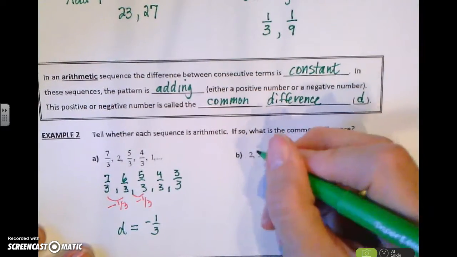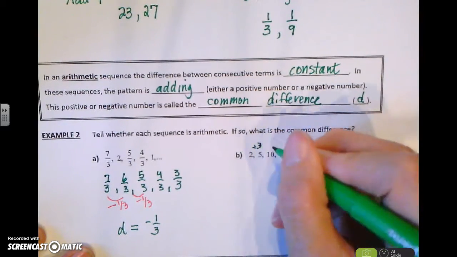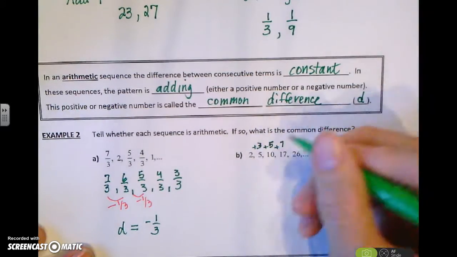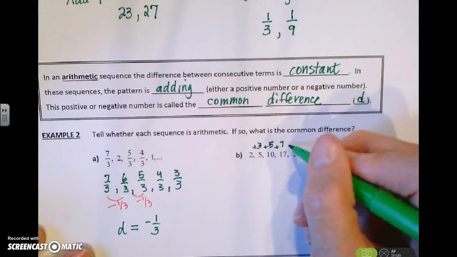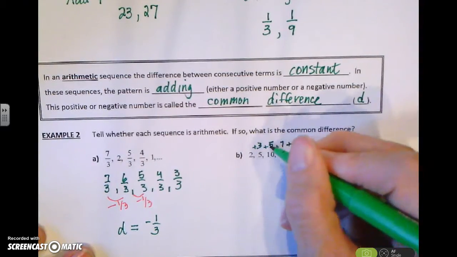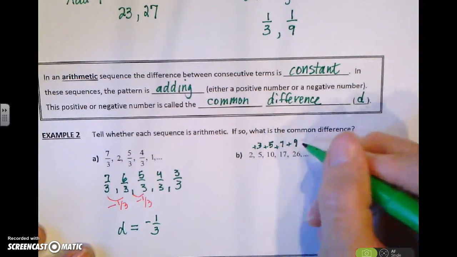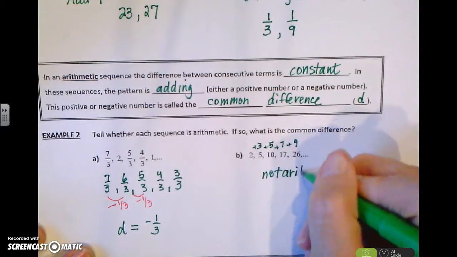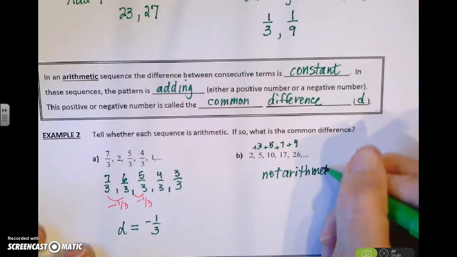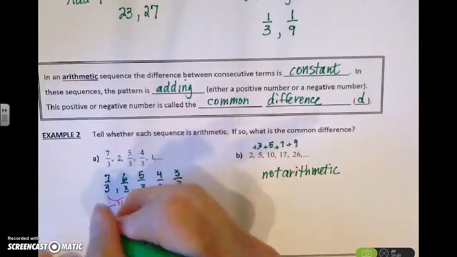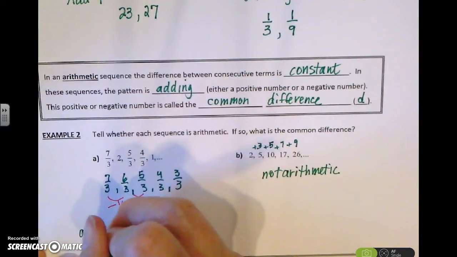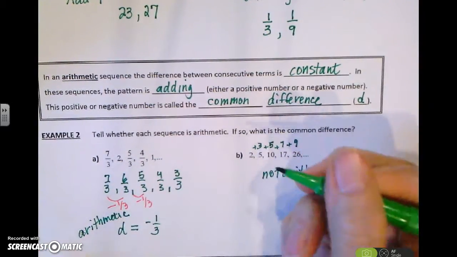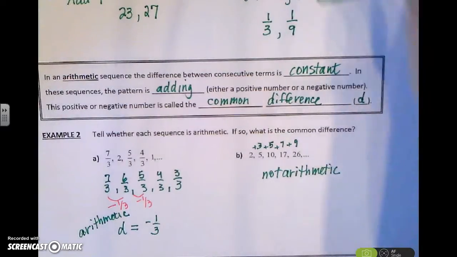Example B, I'm adding, that's a little easier, that's plus 3, but this one is plus 5 and then plus 7. It's a nice little pattern going here, but it is not a common difference, so I'm adding different things each time. So this one is not arithmetic. So I should have said over here that this one is arithmetic. And the difference is negative 1/3.